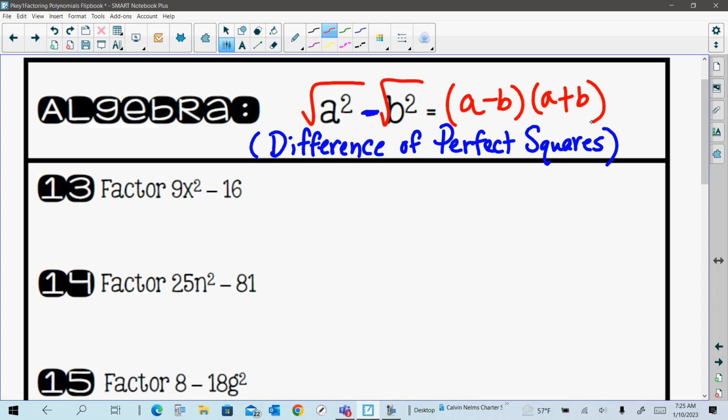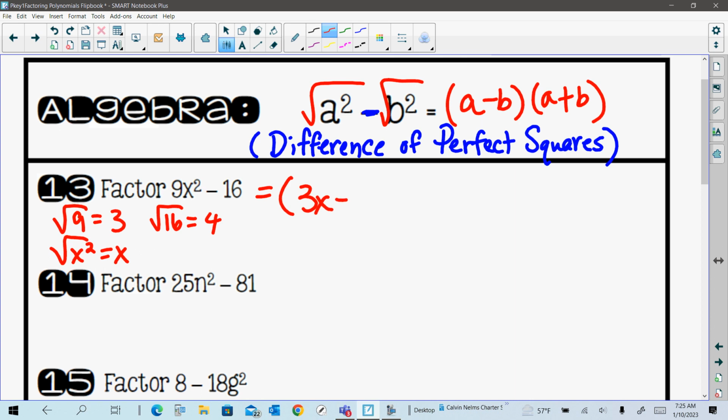So what you just got to do is check that each term that has a subtraction between it is a perfect square. So for example, here, 9 is a perfect square. The square root of 9 is 3. The square root of x squared is just x. The square root of 16 is just 4. So because all three of these things are perfect squares, then the answer here would just be 3x minus 4 and then a 3x plus 4. So if you recognize that the number is a perfect square, you just have to put a plus or minus between the two factors.